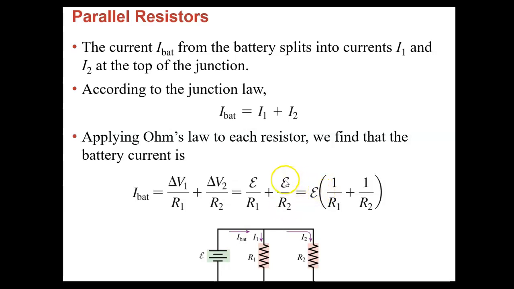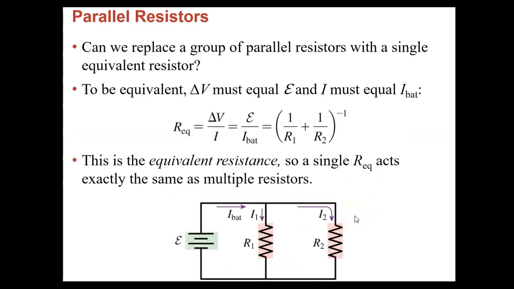So we can factor out the voltage of the battery, and we can say that the current of the battery is the potential difference of the battery times 1 over the resistance of the first one plus 1 over the resistance of the second one. That's a big difference from the series circuit where you just add up the resistances.